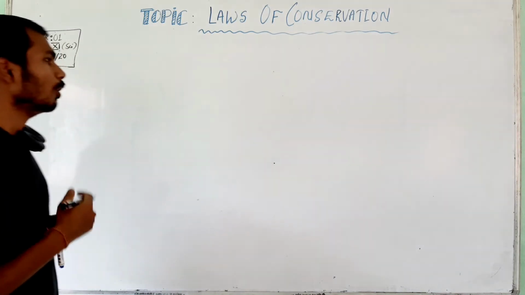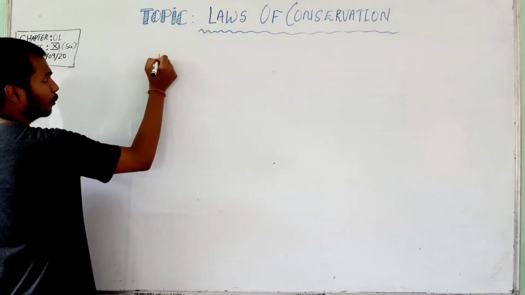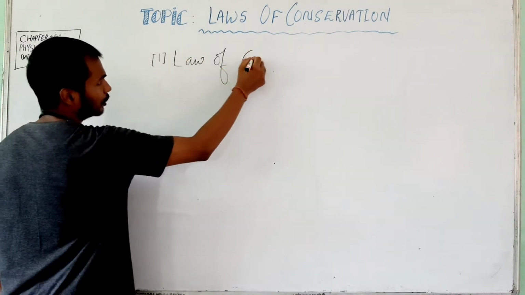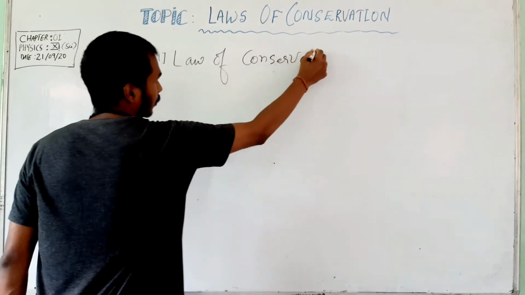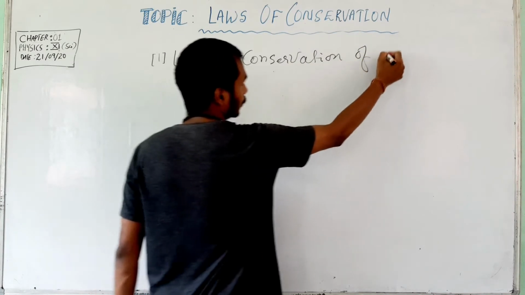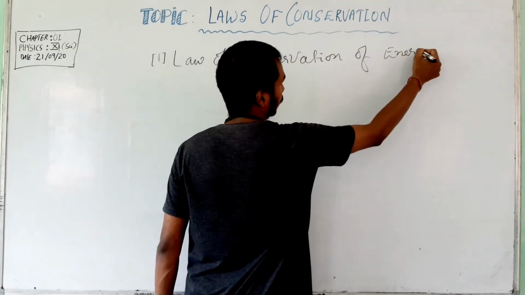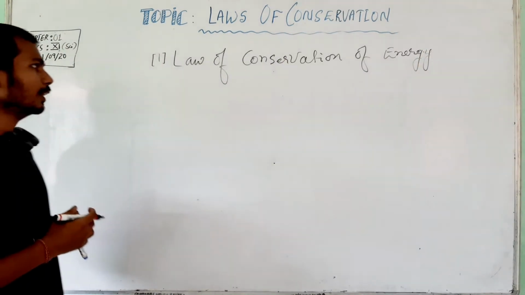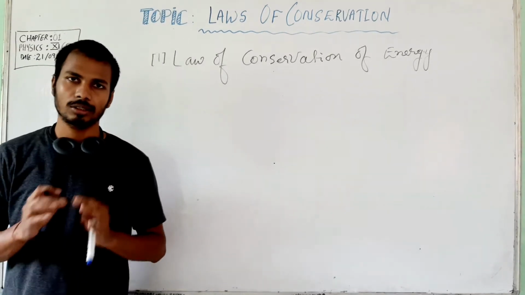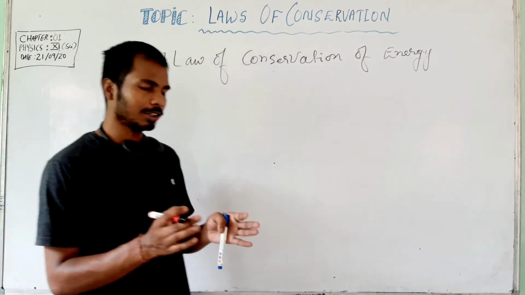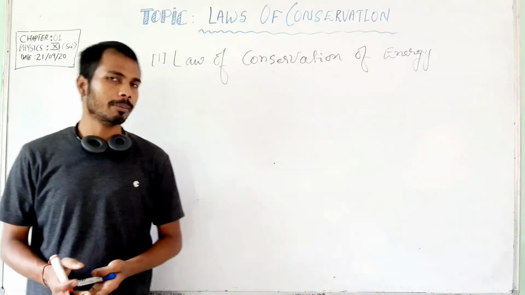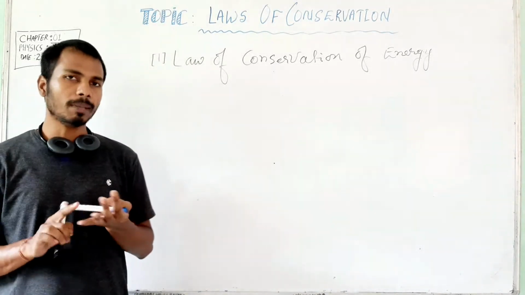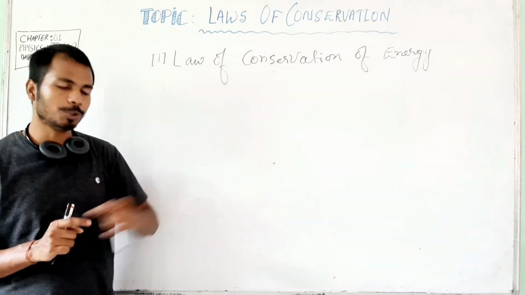So first is the law of conservation of energy. Number one, law of conservation of energy. In the law of conservation of energy, the energy of a system remains conserved. Energy can be transformed, but the whole energy of the system remains constant. You have learned in class 9 about mechanical energy, that is, the total mechanical energy of a body which is falling freely towards the earth's surface.